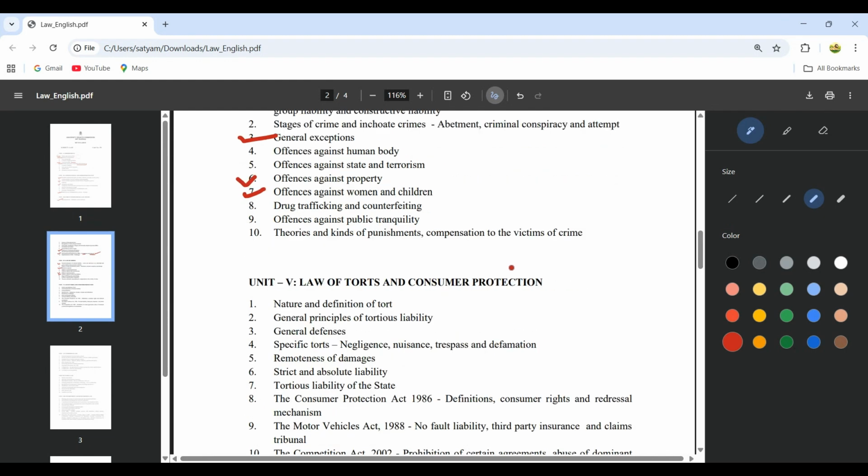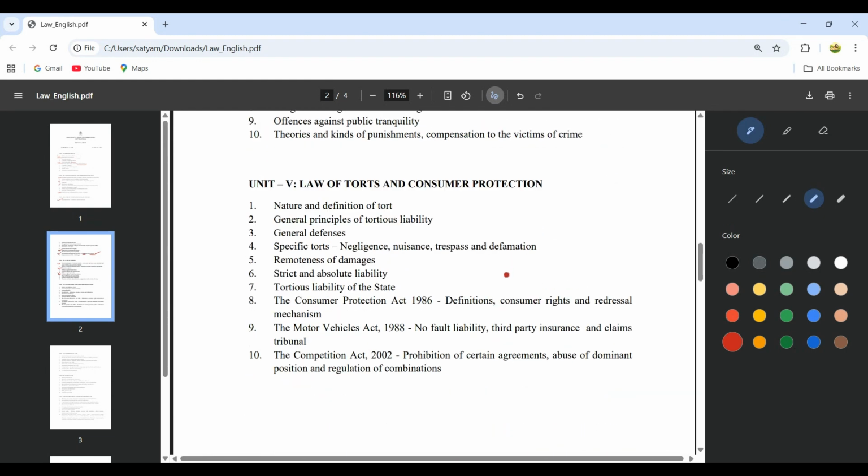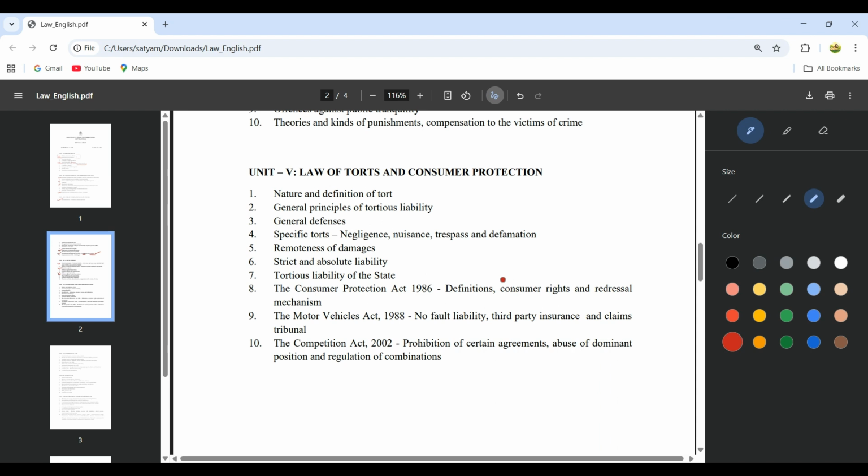Unit 5, Law of Torts and Consumer Protection. In this particular unit, maximum questions are asked from general principles of tortious liabilities. Then we have specific torts, negligence, nuisance, trespass, and defamation, strict and absolute liability, and the Consumer Protection Act. Under these topics, you may be asked certain definitions or case laws relating to all these torts.